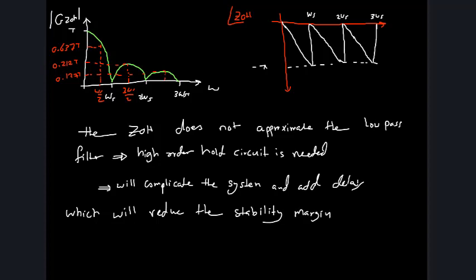So that's why usually we are using the zero order hold. So that's why the zero order hold is used widely in digital control. Simple and adds less delay to the system.